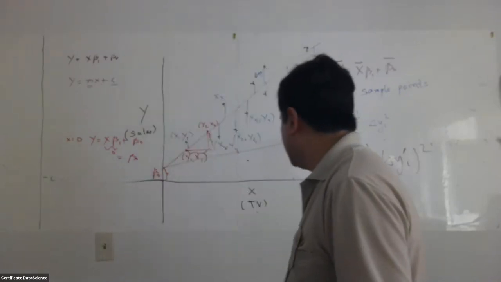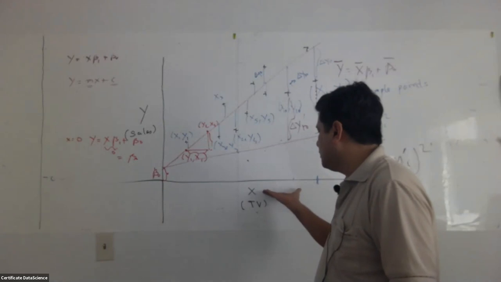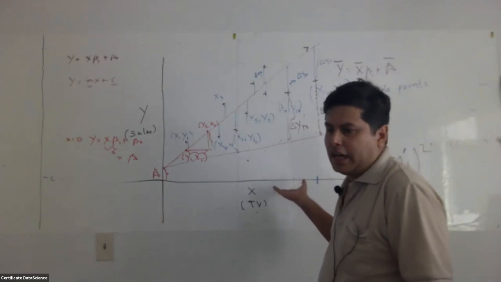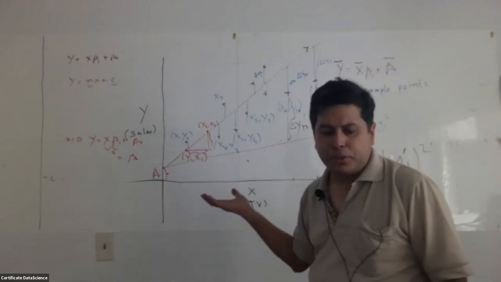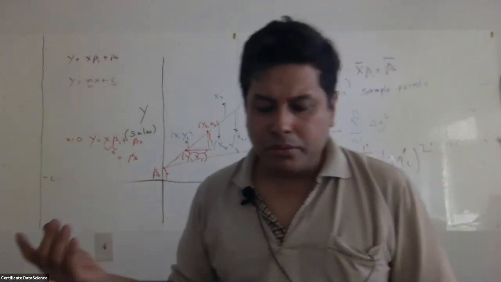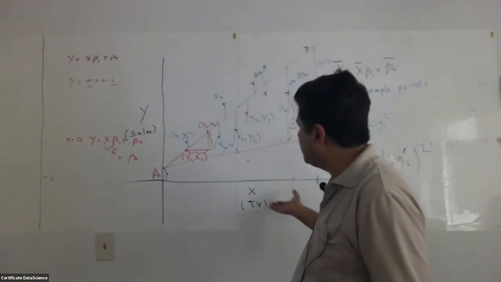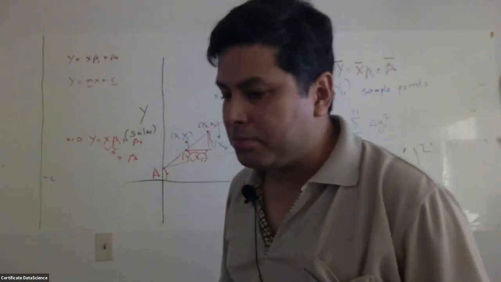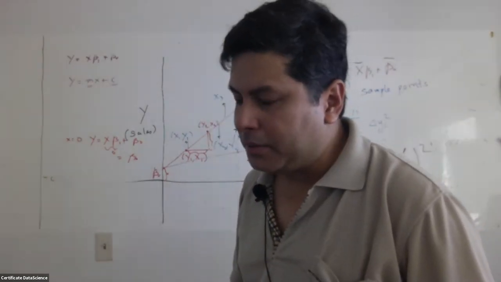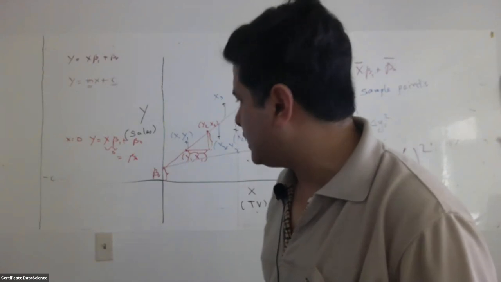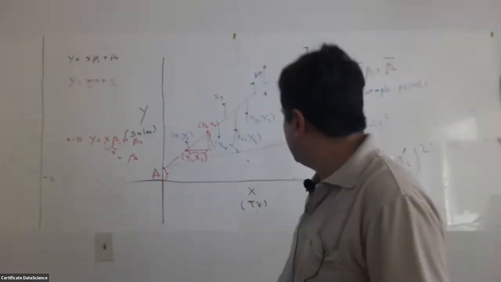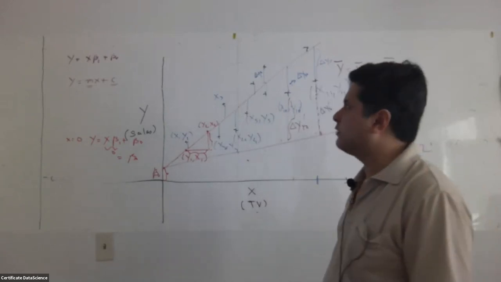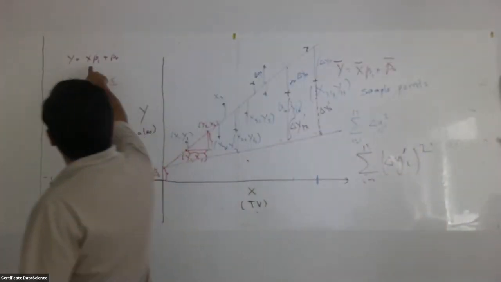In this case, I can control my TV expenditure. I'm the manager and I'm going to project sales. Why do I need to project? Because I want to know how much money I should spend to get my sales up. Say you give me a target, say, hey, I have a budget of say 40,000 rupees. How much sales can you get? But how do I know? All I need is a formula, a simple formula.